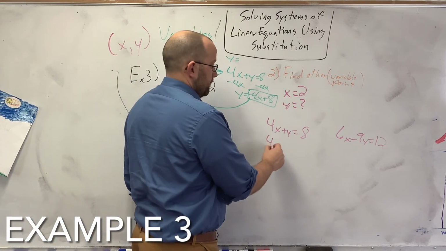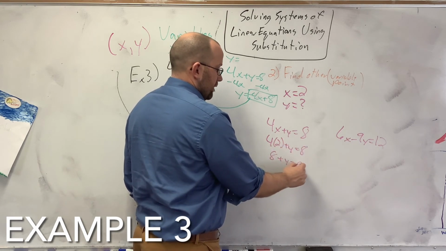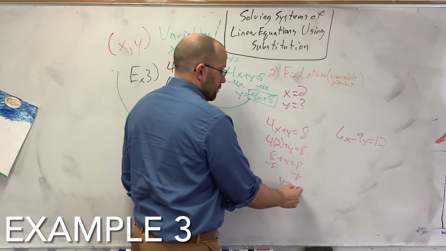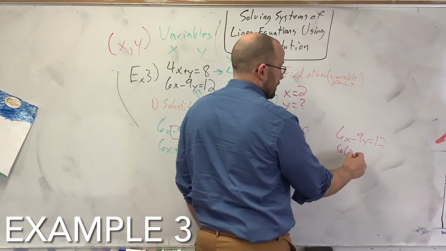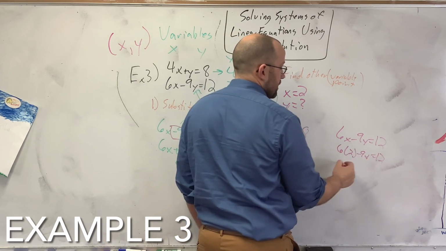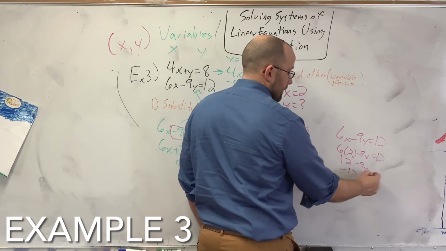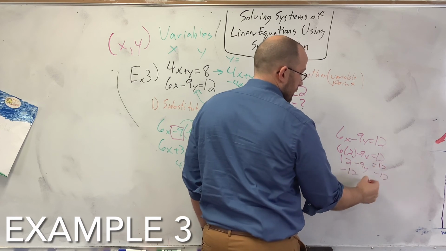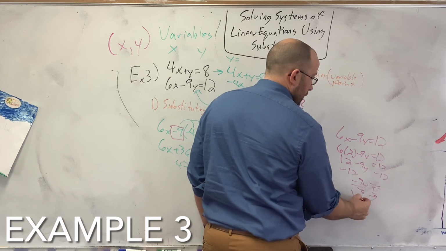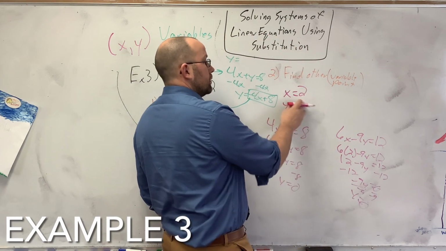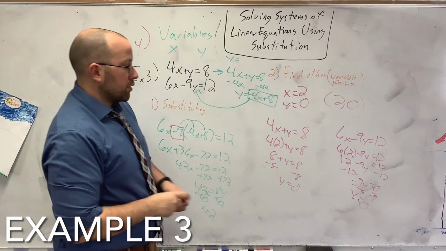So I plug 2 in here. I get 8 plus y equals 8, so y equals 0. And just to check myself to make sure, I plug it in over here. There's nothing ever wrong with checking to make sure you're doing it correctly. So I get 9y equals 0, divided by negative 9, divided by negative 9, y equals 0. So I got 0 for both. So my final point is (2, 0). And I just proved that it works in both of them.